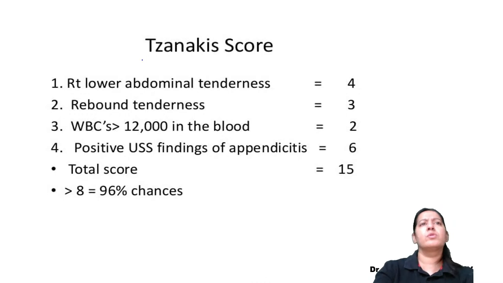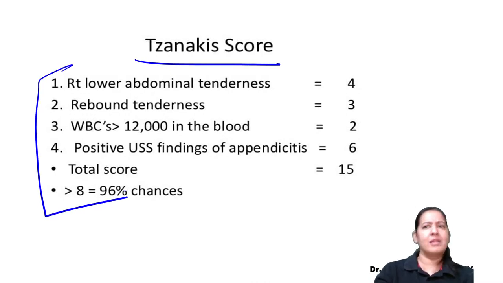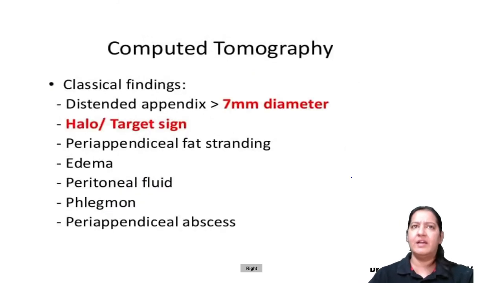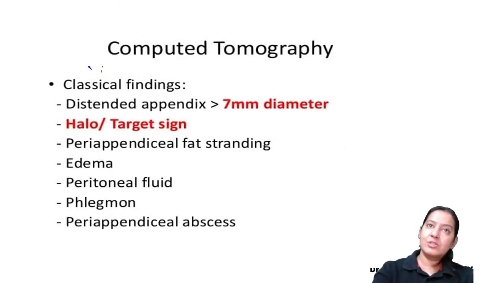There is one more scoring which is known as the Zanakis scoring. It has no different features; here the total score is 15. So I'm not teaching you that. The best is to do a CT scan.